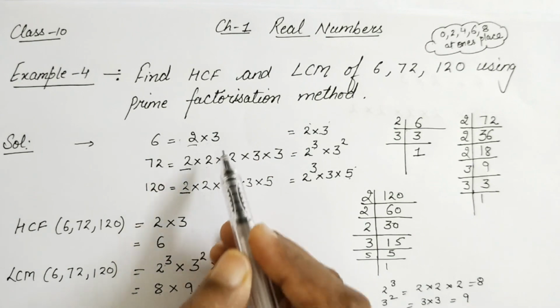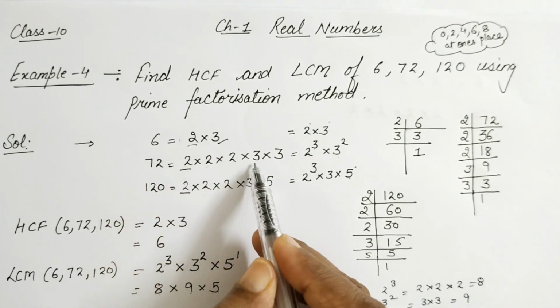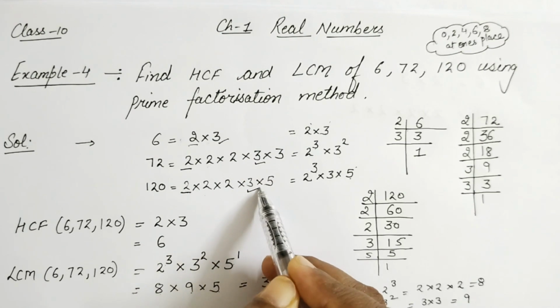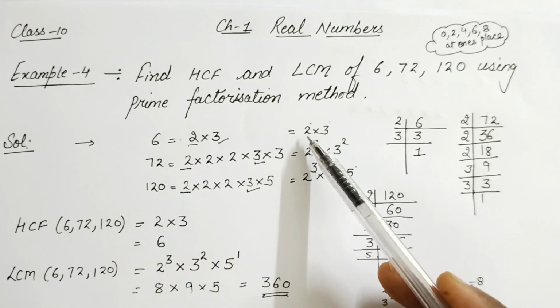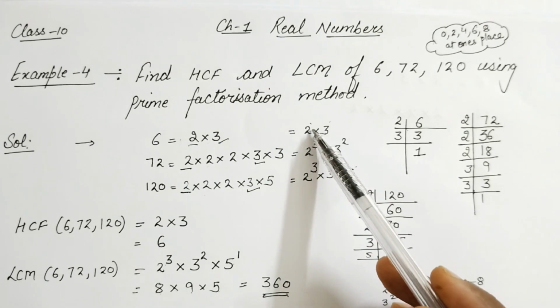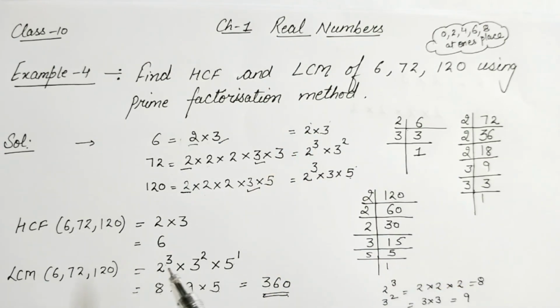And you can see here for 3 also, only 1 time 3 is there in 6. Similarly with 3, it is common only 1 time in all the 3 numbers. This is the reason we are saying again and again that you are going to take the number with the smallest power in HCF. In LCM, we are taking the common as well as uncommon both.